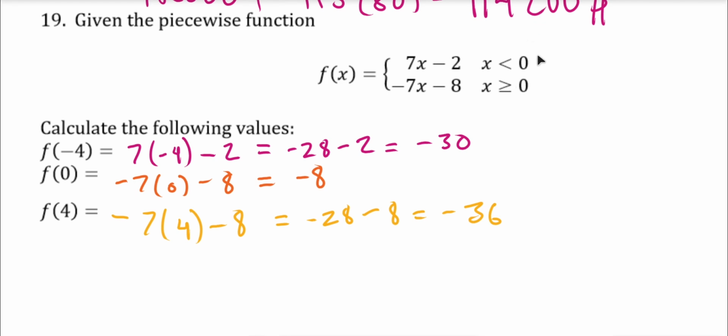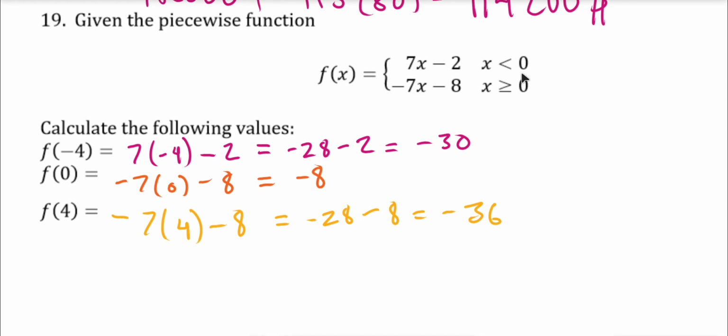Here we have an example of a piecewise function similar to the one that we looked at graphed just a moment ago. The idea is that we are given different rules that correspond to different intervals. If x falls into this interval, namely if it's less than 0 or if it's negative, we're going to want to do this to it. We're going to want to take 7 times it minus 2.